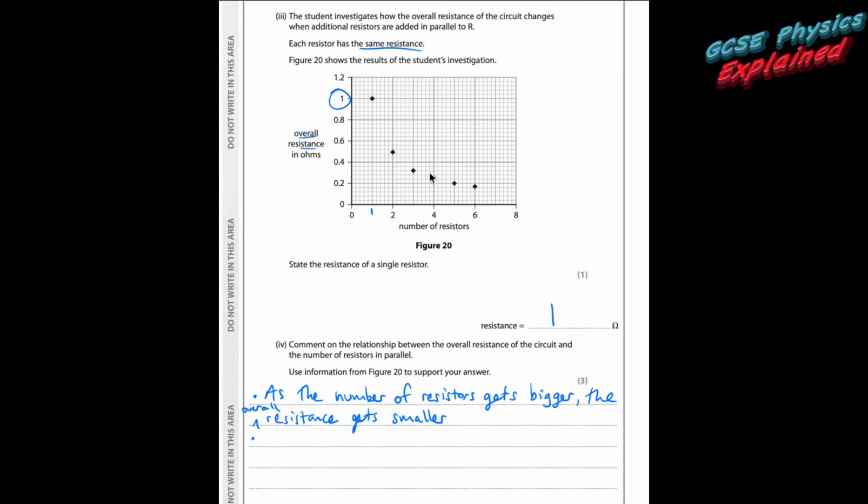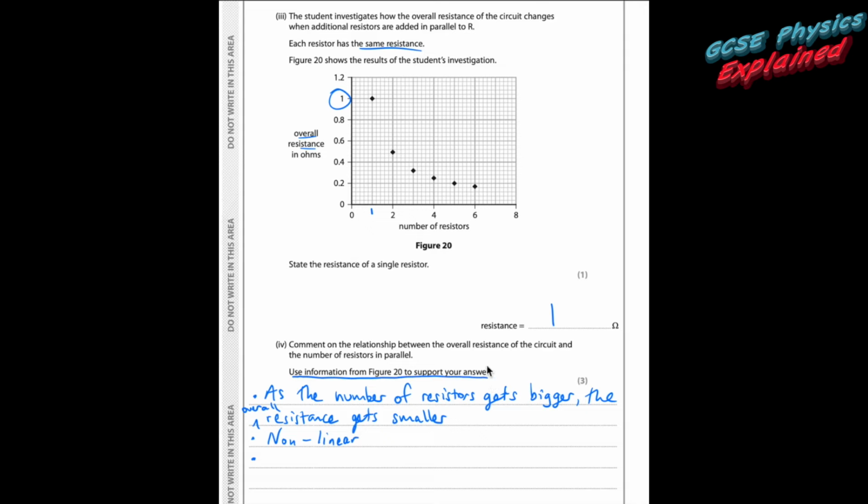Right, is it a curve? Yes, it is. Right, say it's non-linear. So it's a non-linear relationship. If it was a straight line going down or a straight line going up, say it's linear. And you're going to get your 3rd mark by using information from figure 20 to support your answer.